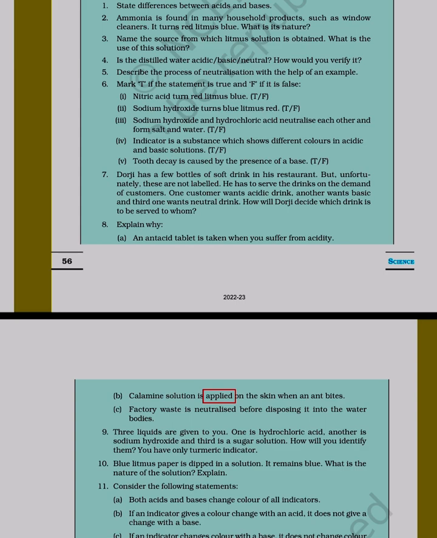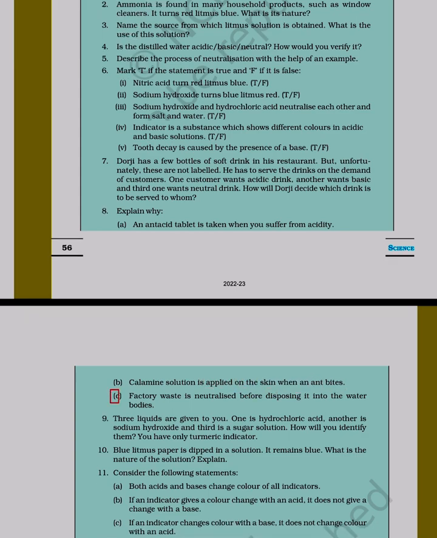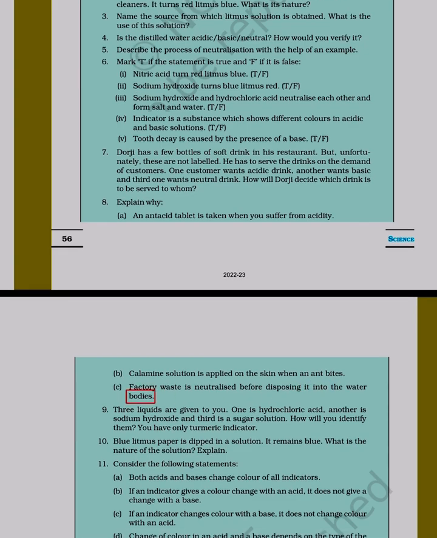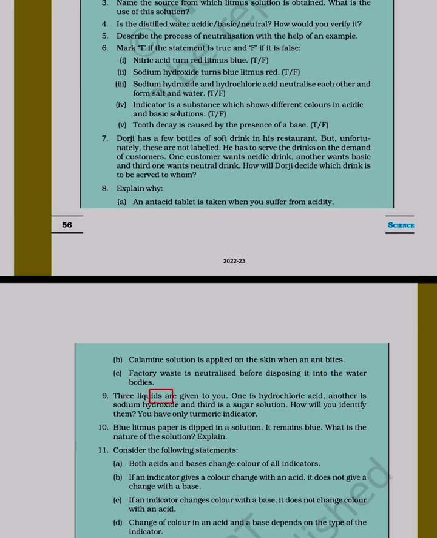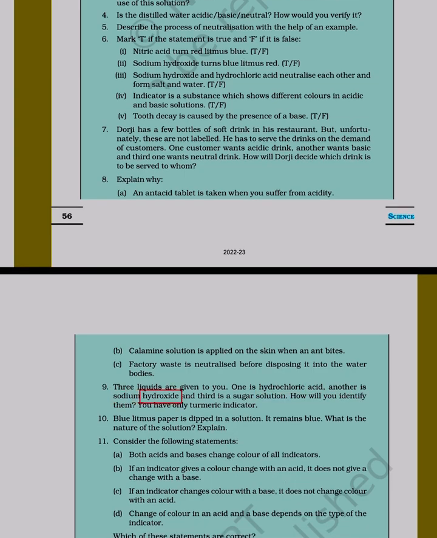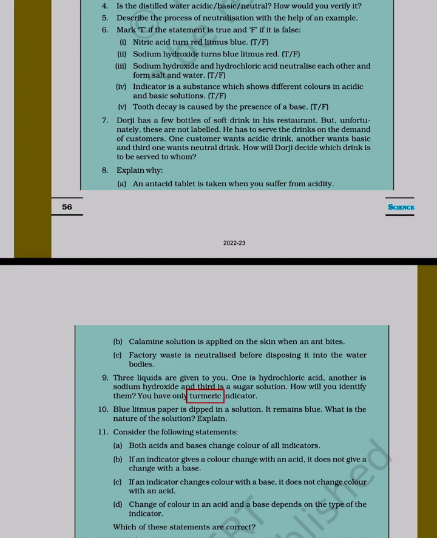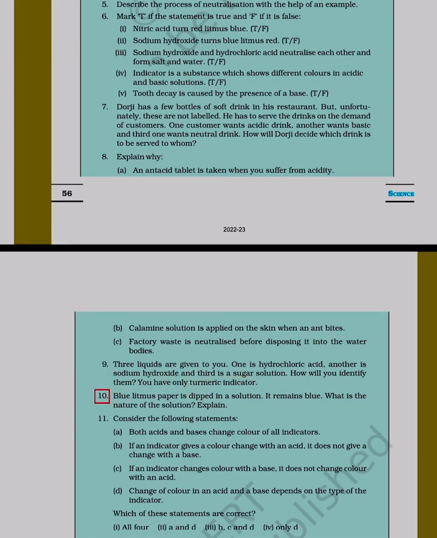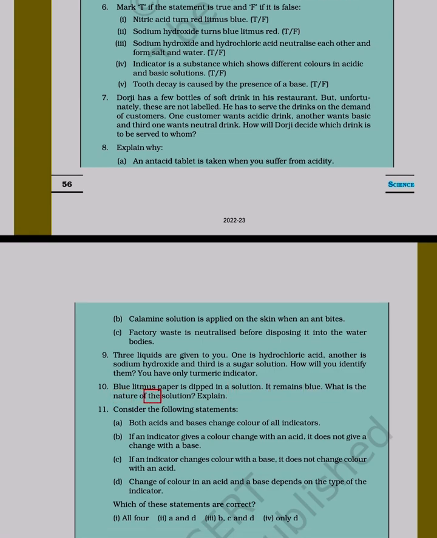B. Calamine solution is applied on the skin when an ant bites. C. Factory waste is neutralized before disposing it into the water bodies. 9. Three liquids are given to you. One is hydrochloric acid, another is sodium hydroxide and third is a sugar solution. How will you identify them? You have only turmeric indicator. 10. Blue litmus paper is dipped in a solution. It remains blue. What is the nature of the solution?